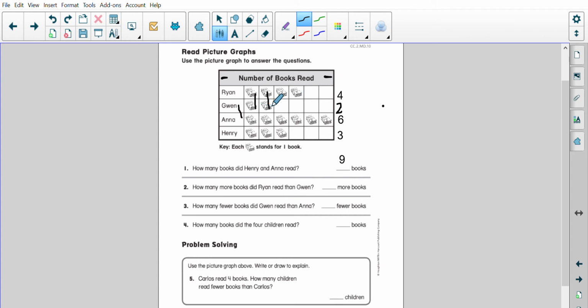So Ryan read 2 more books than Gwen. And here are the 2 books, this one and this one. This is an equal amount. They both read 1. They both read 2. And then Ryan read 3, 4. So he read 2 more.